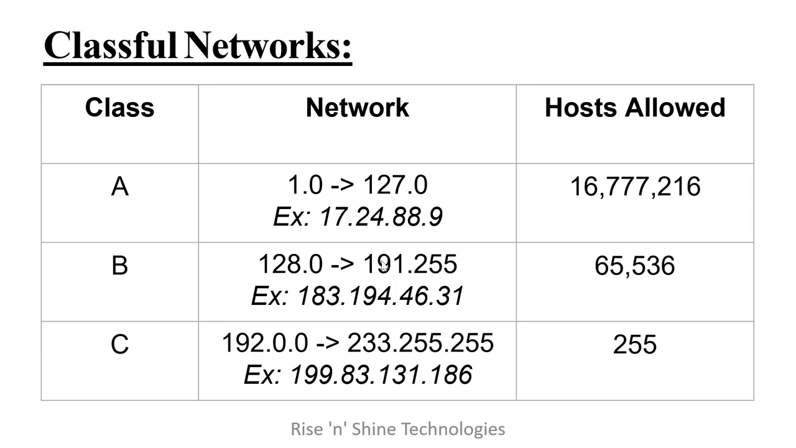And for class B, how many IP addresses does it support? If my requirement is a number of hosts up to 65,536, then I can go for the class B range of IP addresses, which comes next after 127: 128 to 191.255. If you see, starting from 128 to 191, we say that this is the class B range of IP addresses.